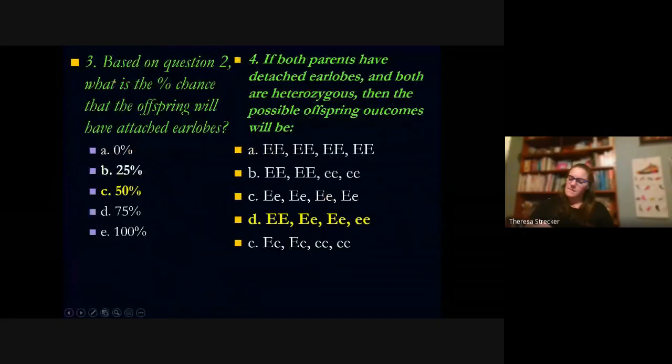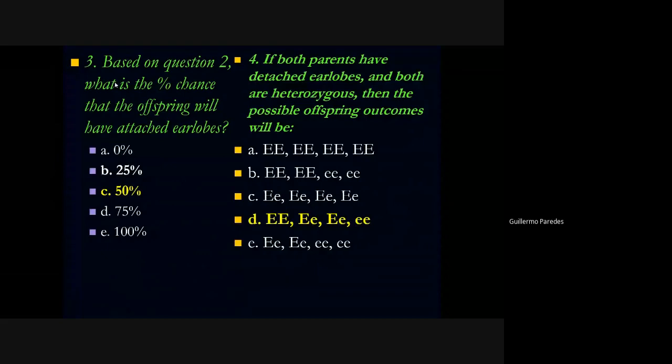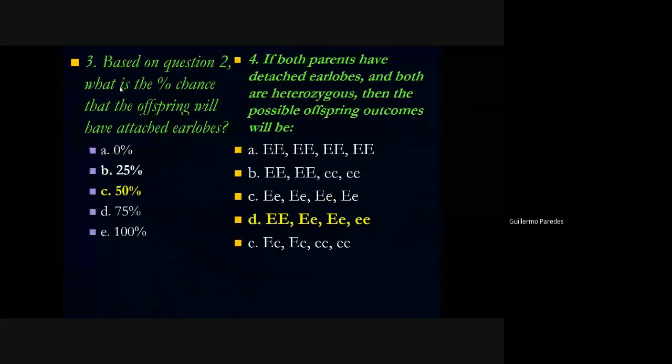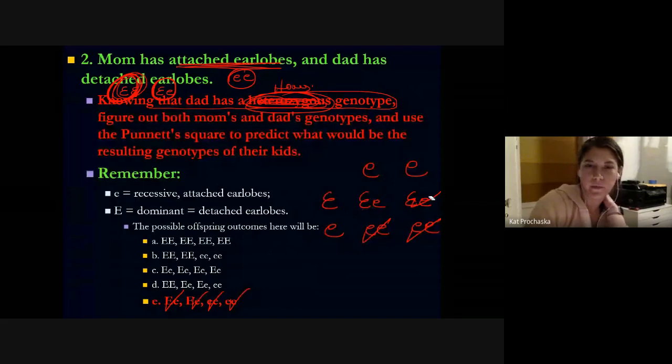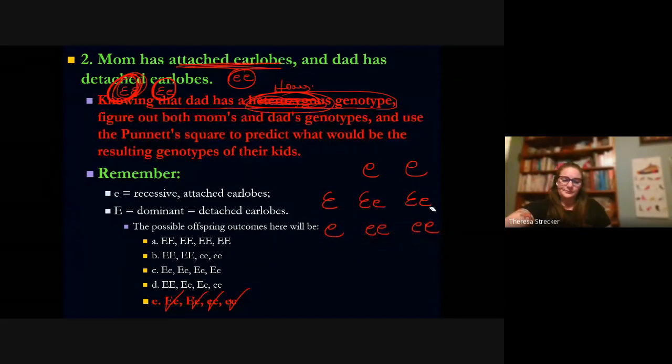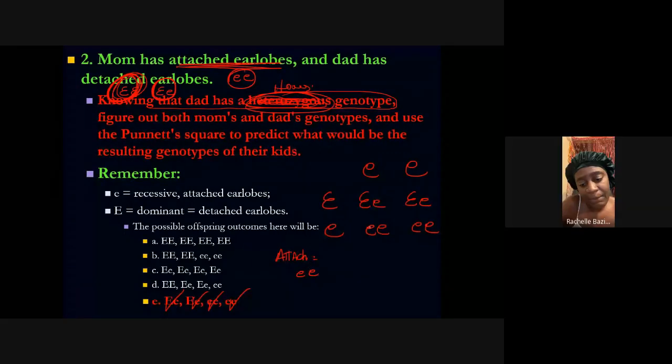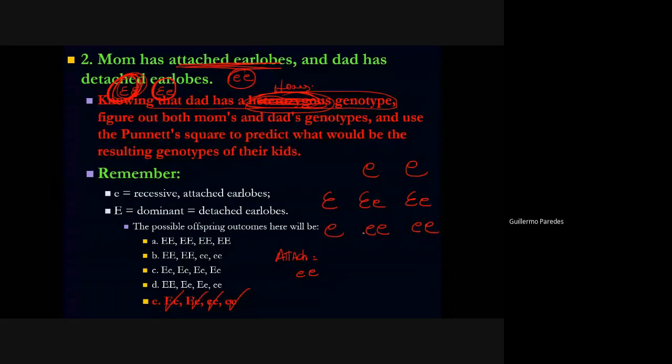Excellent. Now, based on question 2, what is the percentage of offspring that will have attached earlobe? 50%. Half. Attached earlobe is the ee, lowercase, correct? How many of 4 do you have? 1 and 2. We have 50% chances to have attached ear.